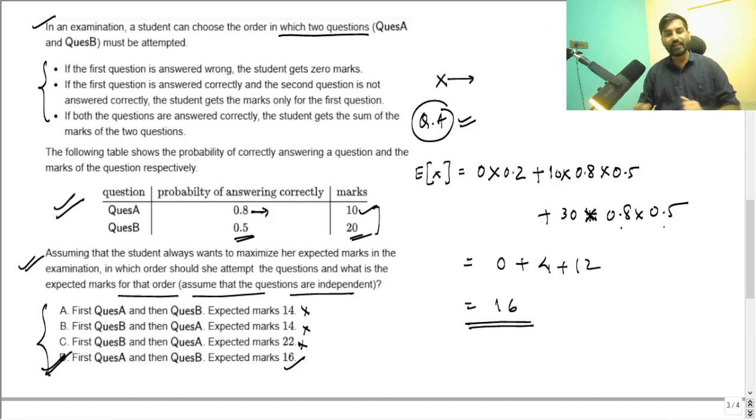So as I said, after solving this question, what you have to keep in mind is, if you look at the question, don't get frightened looking at it even if the question looks quite big.